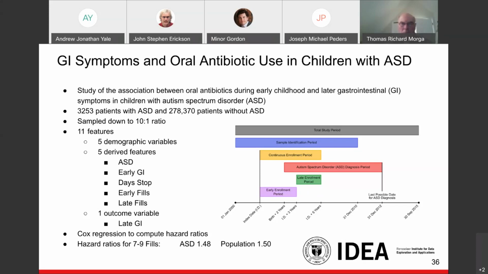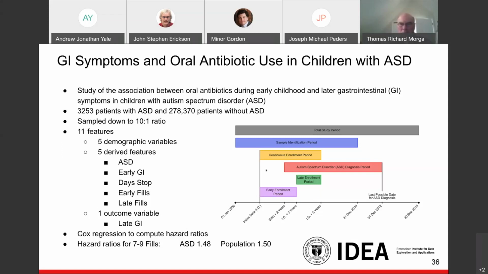And then we're looking at 11 different features, 5 demographic variables, and then 5 derived features, which are basically ASD, which cohort the patient is in, early GI, whether they have a GI diagnosis in the early enrollment period, days stop, which is basically when they got a diagnosis, a GI diagnosis in the period in which they were diagnosed with autism spectrum disorder, and then how many early antibiotic fills and how many late antibiotic fills do they have, and then the outcome variable, whether there's late GI or not.